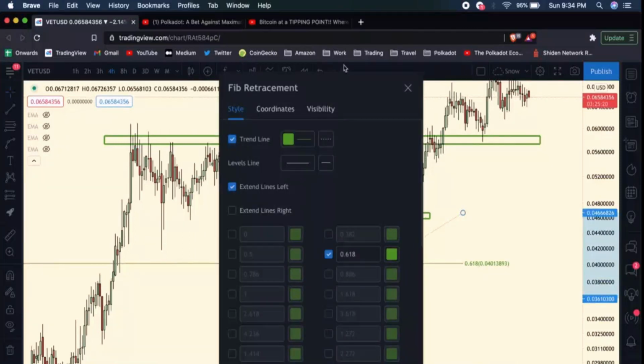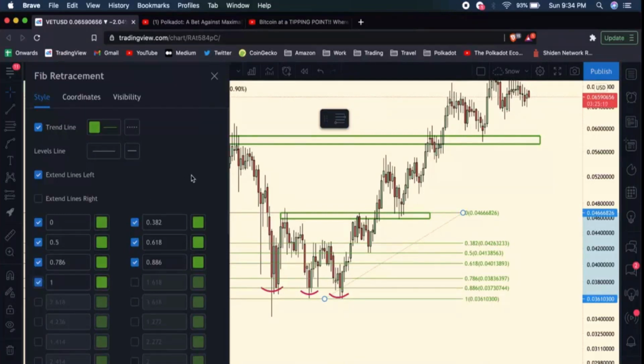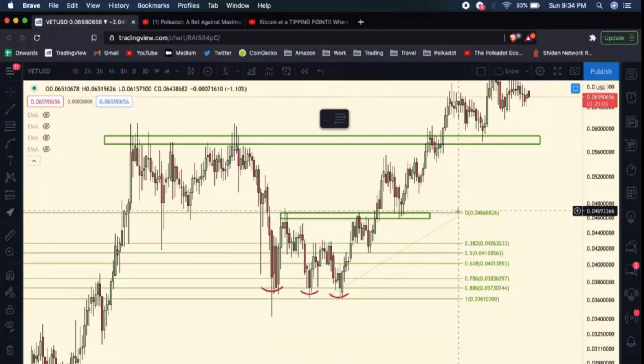Now, when you first do this, you might have a bunch of levels here: your 382, your 50, your 786, and your 886, as well as your 0 and your 1. These are your most important levels. Let me go through these to explain exactly what they all mean. 0 is just the end point, so this means you've retraced 0% because this is where it starts. Conversely, if you get to 1, it means you've retraced 100%, the whole move. 50% is in the middle, which means you've retraced 50% of the move.